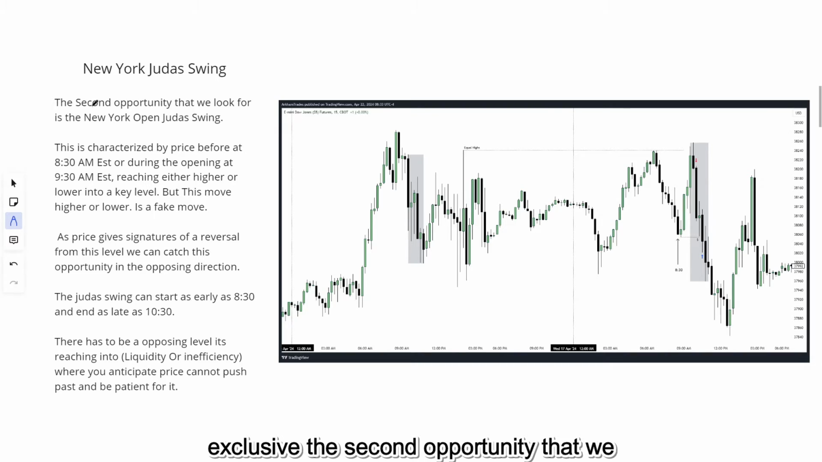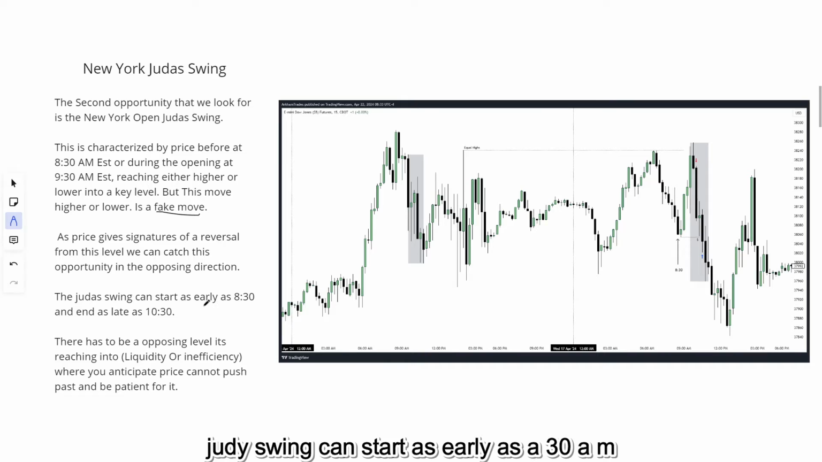The second opportunity that we look for is the New York Open Judas swing. This is characterized by price before at 8:30 a.m. EST or during the opening at 9:30 a.m. EST, reaching either higher or lower into a key level, but this move higher or lower is a fake move. As price gives signatures of a reversal from this level, we can catch this opportunity in the opposing direction.